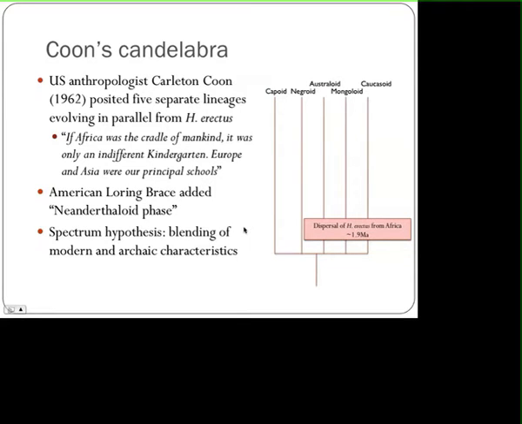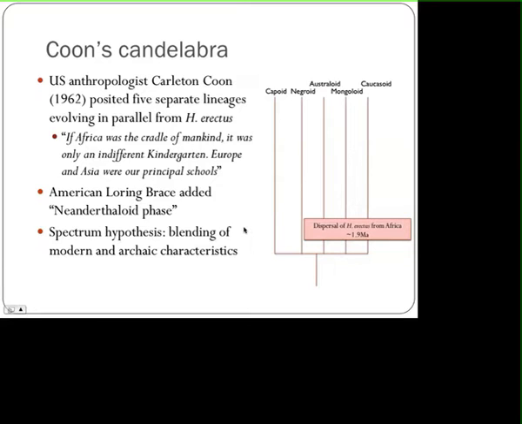but they had arisen within Homo erectus after its dispersal from Africa. Again, this kind of racist nonsense. If Africa was the cradle of mankind, he said, it was only in a different kindergarten. Europe and Asia were our principal schools. Another American, Loring Brace, came up with this idea of a Neanderthaloid phase, that maybe somewhere along these routes here, these lineages were turning into a Neanderthal kind of phase and then becoming more modern as time went on. But the idea was that somehow or other, each of these lineages became modern Homo sapiens independently, travelling along different trajectories.